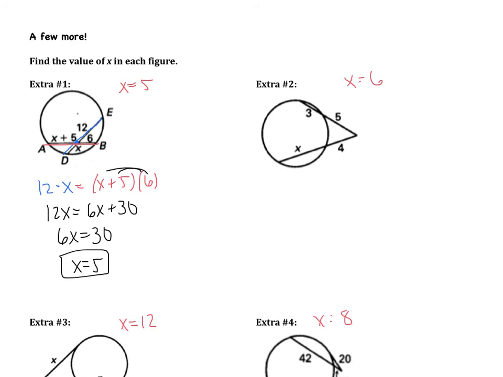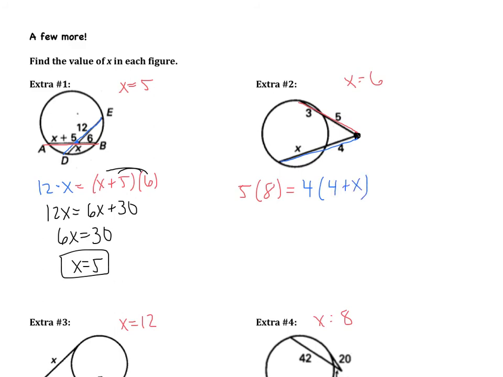Extra example number 2. This time I'm going to notice that the vertex is outside of the circle. So this is going to be outside times whole is equal to outside times whole. Looking at my first secant, the outside is 5. The whole is 5 plus 3, which is 8. Looking at my second secant, the outside is 4. The entire is 4 plus x.